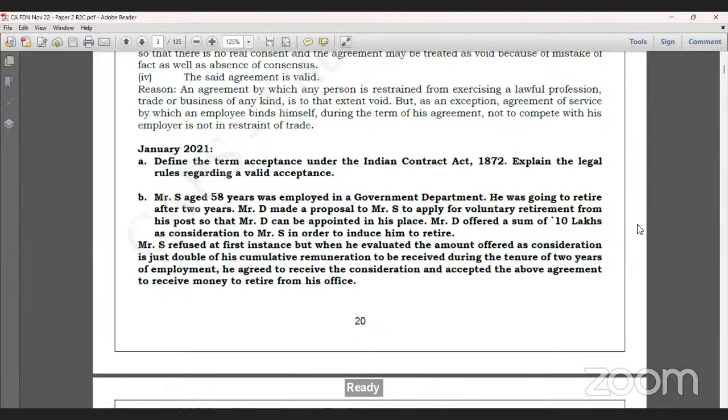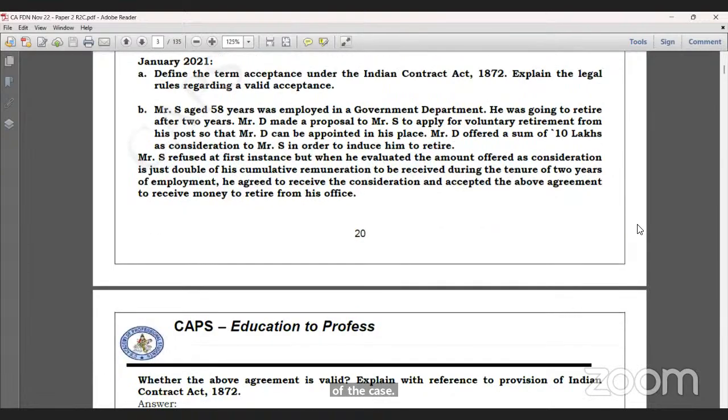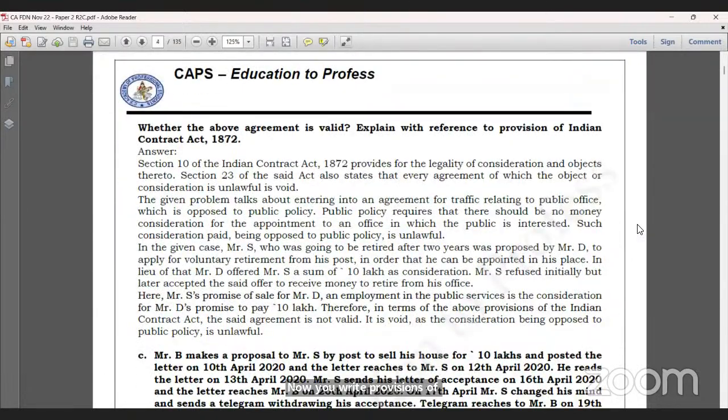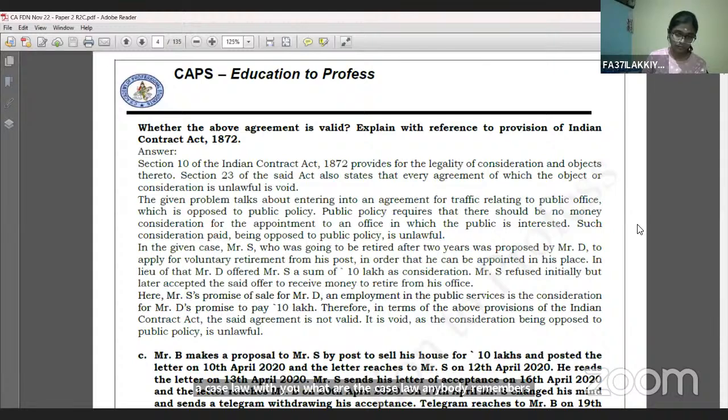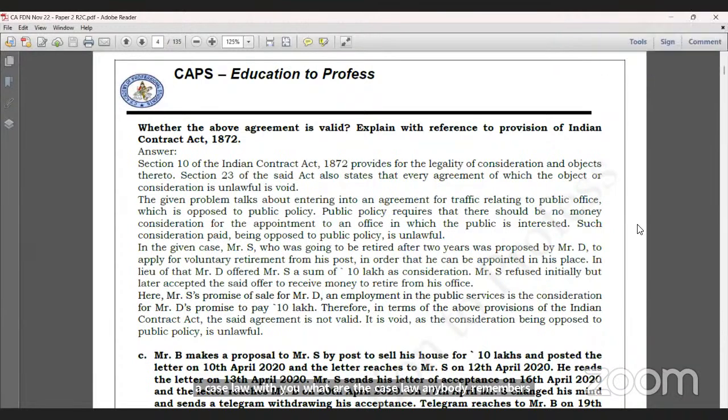Now you'll write provisions of the act. You'll write this type of agreement comes under agreements opposed to public policy where there is a trade in public office, and is similar to the agreement. Remember I did a case law with you. What was the case law? Anybody remembers? Same case, exactly the same case. You should write down the cases.